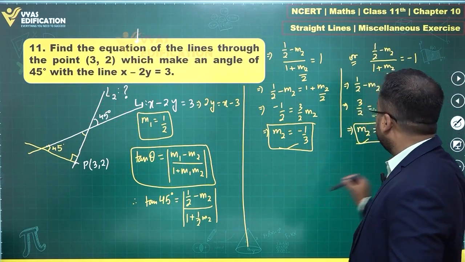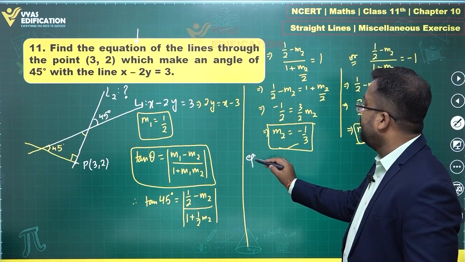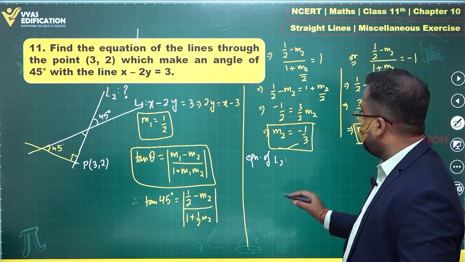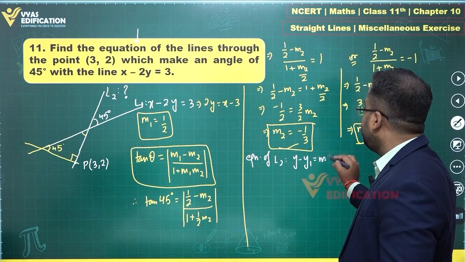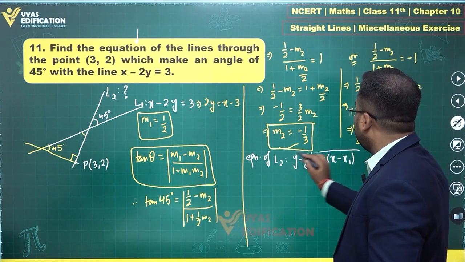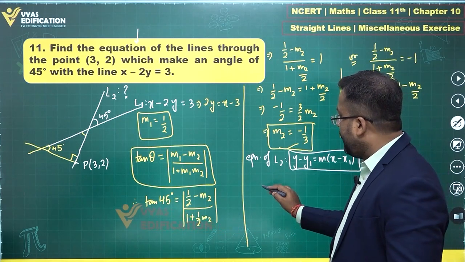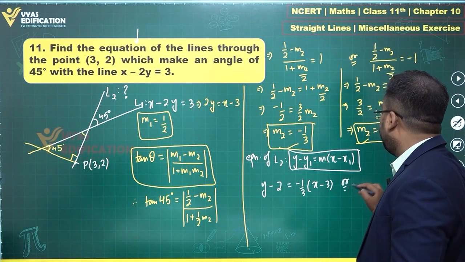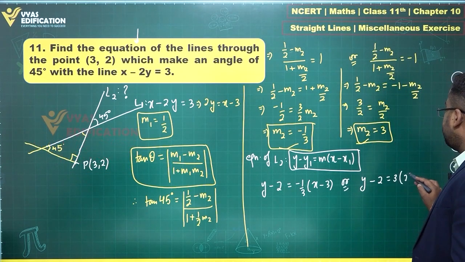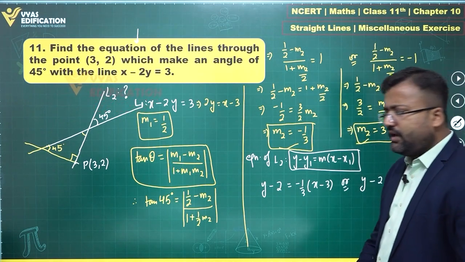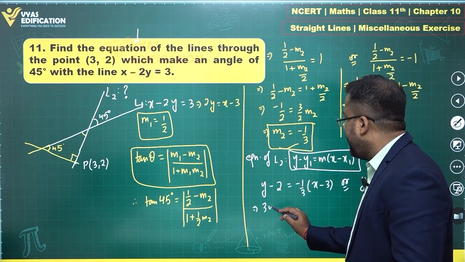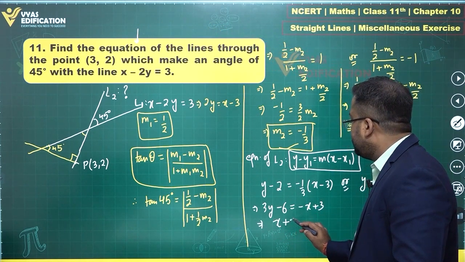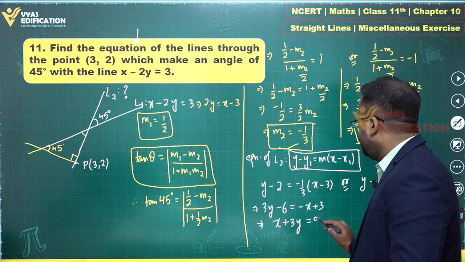Right. So, the equation of L2. Next, let us write the equation of L2 using the point P(3, 2) and the slope: y minus y1 is equal to m times (x minus x1). This is the form that we'll be using. This becomes y minus 2 is equal to minus 1 by 3 times (x minus 3), or y minus 2 is equal to 3 times (x minus 3), using the two values of the slopes M2. This becomes 3y minus 6 is equal to minus x plus 3, which tells me x plus 3y is equal to 9. This is one of the possibilities.